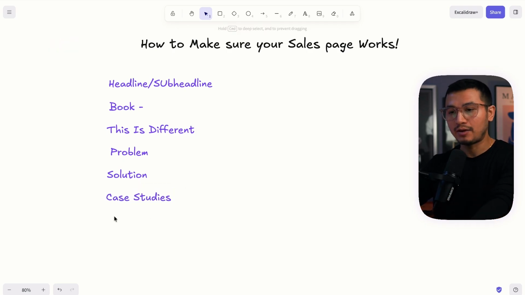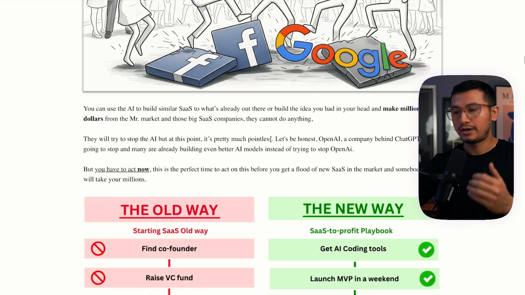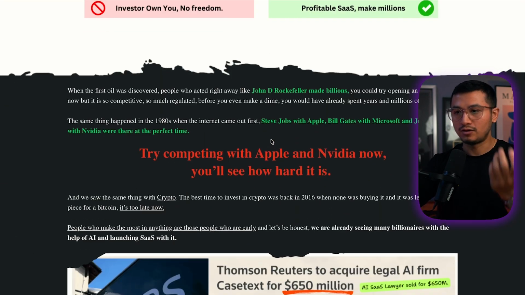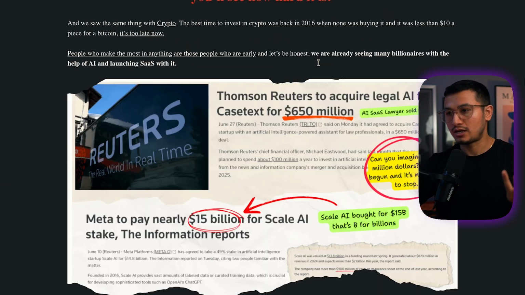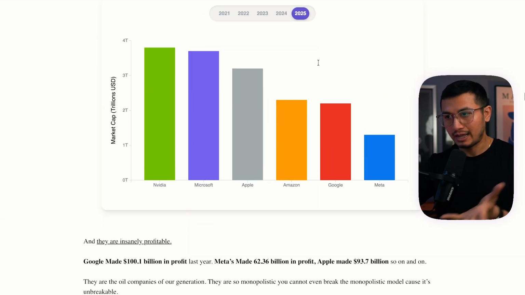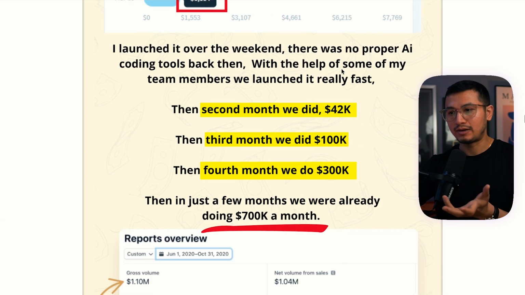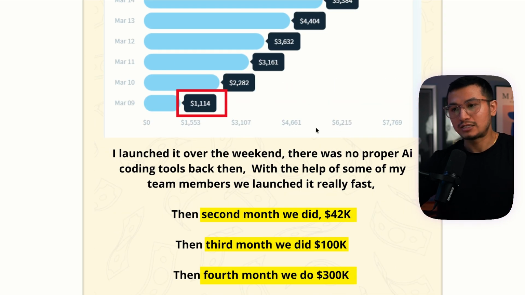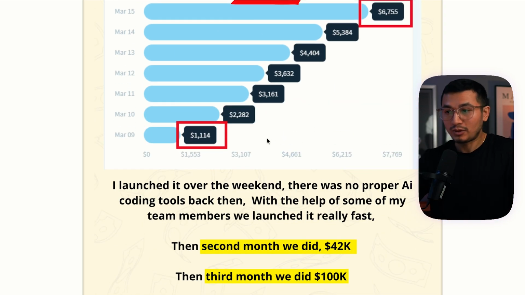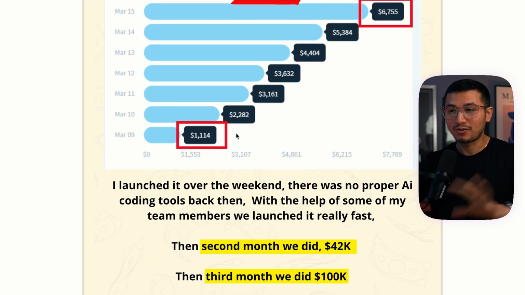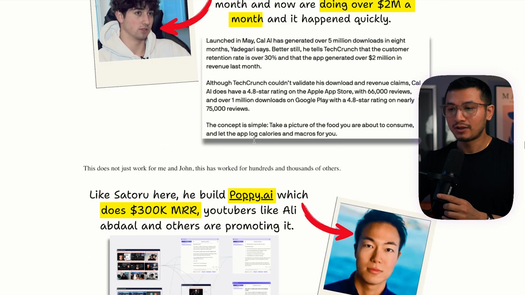And then the next thing that we do is that if I go over here, we talk about the problem, the old way, the new way. Try competing with other people, it's not possible, but with AI, it is possible. So you have to talk about the one belief, what makes it different. This is different because the opportunity is now. This is different because with AI, this has only happened for the first time in the history of the world. AI has never existed before. So that's why this is different.